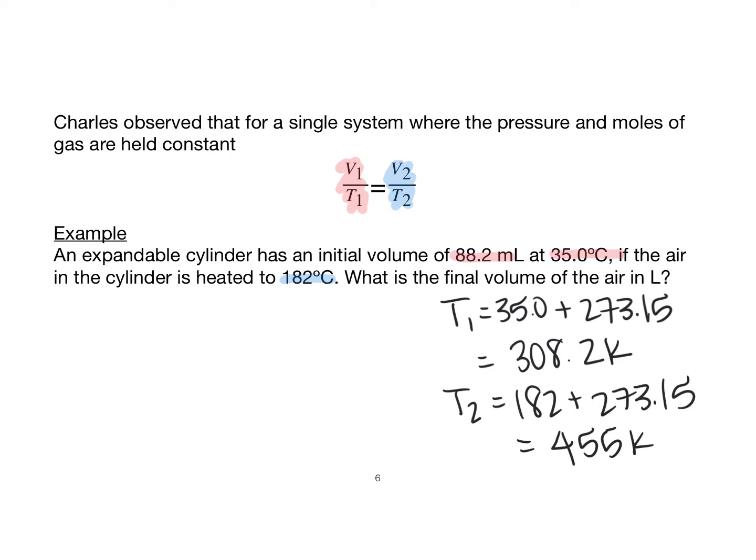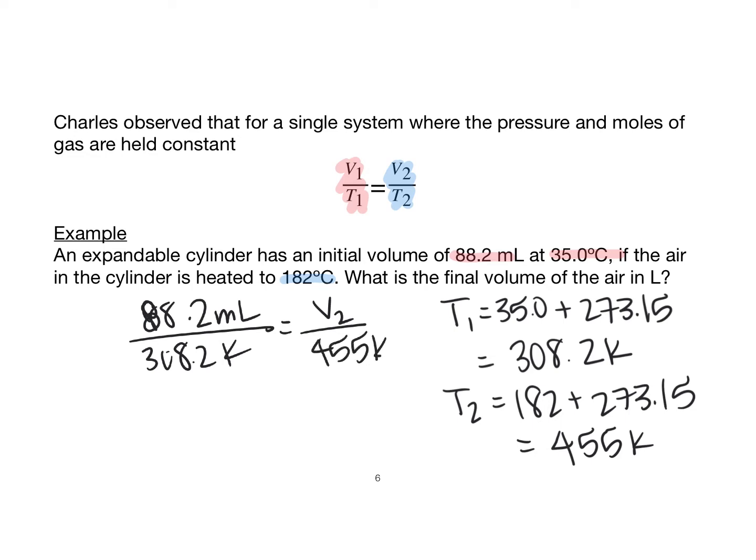So from here, we're going to plug these values into our calculation of 88.2 milliliters divided by 308.2 Kelvin, and that equals V2 divided by 455 Kelvin. And so V2 is equal to 130 milliliters. And so we can now look at the relationship between volume and temperature.